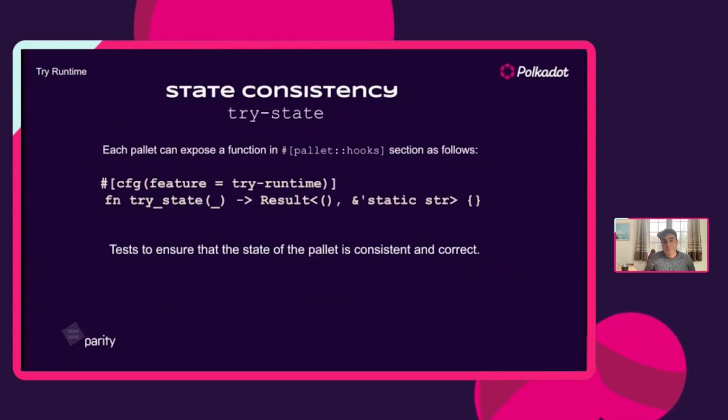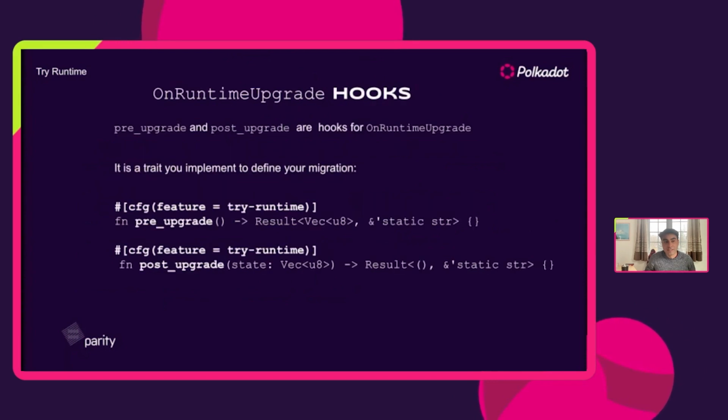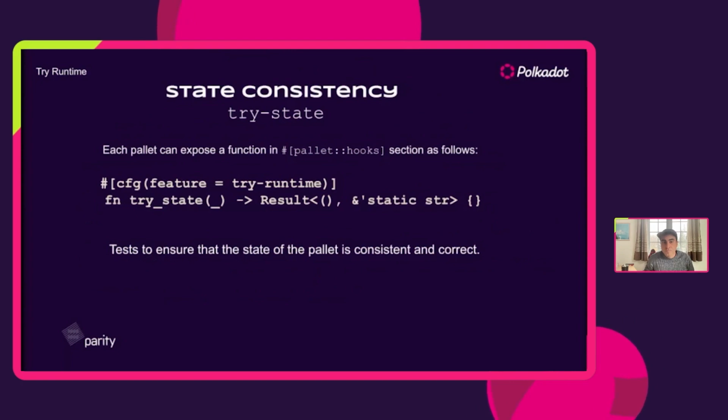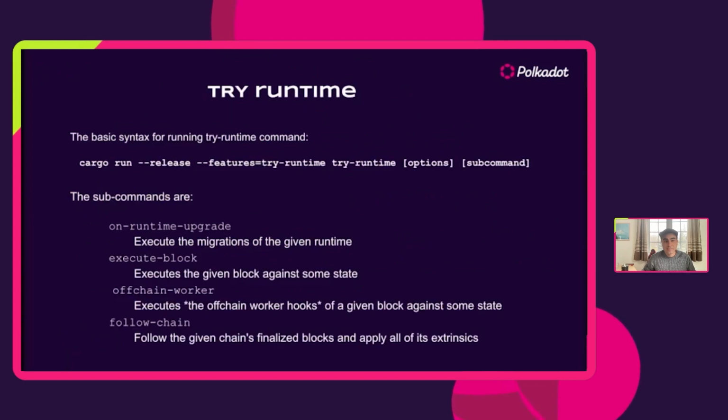Try runtime also has some other features. We're not limited to on runtime upgrade, the pre-upgrade hooks, and the post-upgrade. There's also another hook that would go inside of your pallet hooks. It's called try state, and that hook can be used if you want to test that your pallet state is consistent and correct. So you can write some checks inside of try state. Other features that come with try runtime are some subcommands. You can see there it says on runtime upgrade. That's the one we just discussed.